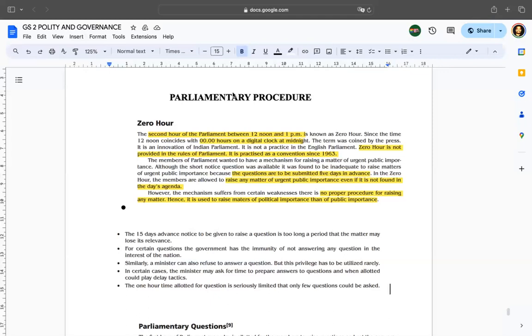And questions are to be submitted 5 days in advance. So there would be some such questions, but most of the questions you can simply ask there. There is no need for such formal acceptance or information to the panels or to the chairpersons before discussion of these matters. And the matter should be of urgent public importance. So this is about the 0 hour.